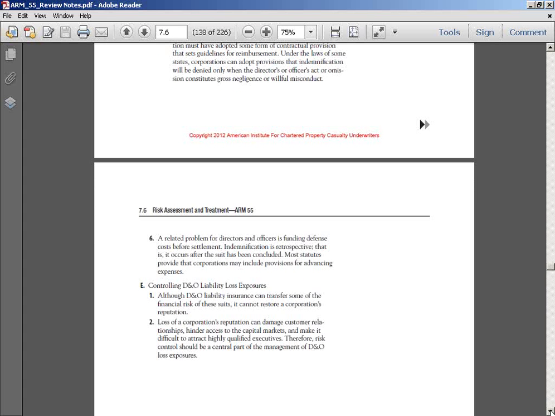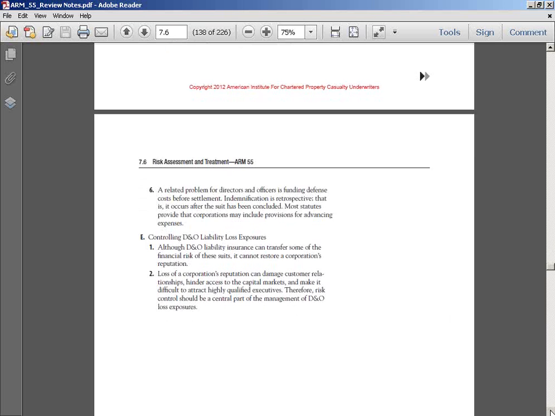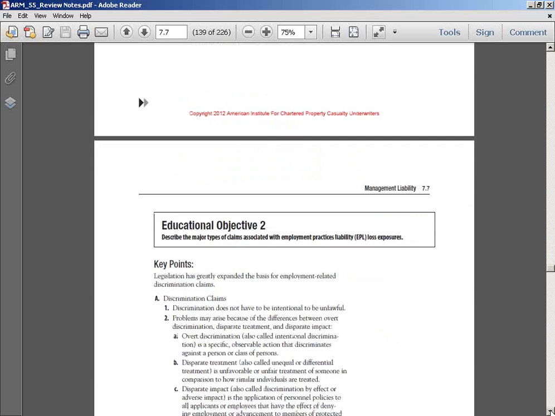And then, liability, controlling D&O liability loss exposures. Insurance can transfer some of the financial risk, and we talked about that. So there's that financial piece, but the reputational damage, you can't buy insurance for that, and that's really where it becomes the most important.